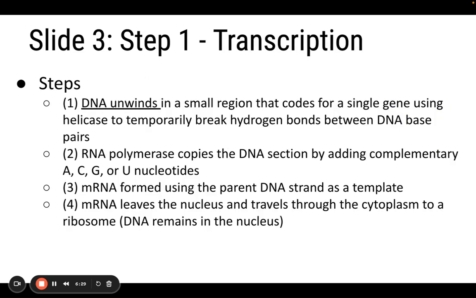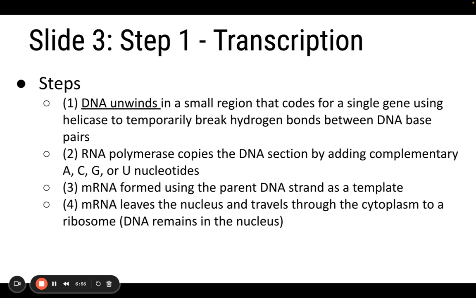There are major steps in transcription. The first step is like what we see in DNA replication. A small region or section in the DNA that codes for a specific gene will begin to unwind. The hydrogen bonds will break between bases using the same helicase enzyme. This is more of a temporary process, though. We're not going to make copies of the entire strand of DNA, but just a small segment of one specific gene.